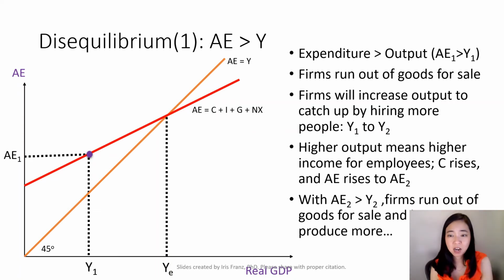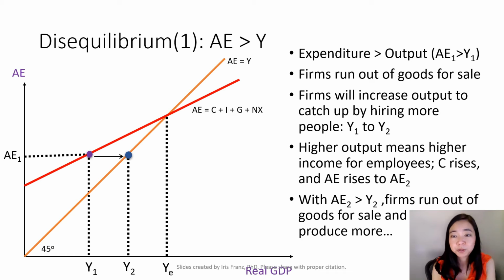Now, suppose our economy starts at this purple point, where the aggregate expenditure is equal to AE1, and our real GDP, our output, is equal to Y1. So aggregate expenditure is higher than output, meaning our firms will be running out of inventories. To respond, the firms will try to produce more, so our output is going to increase from Y1 to Y2.